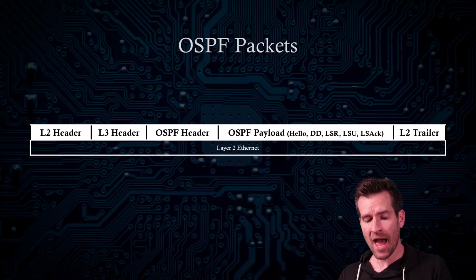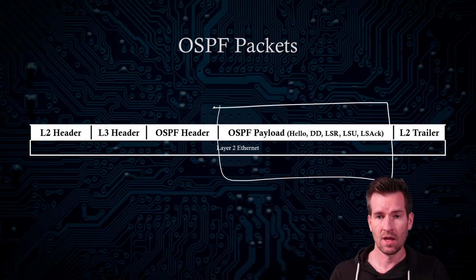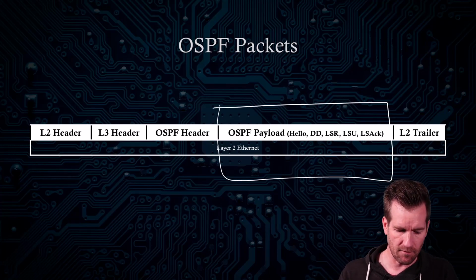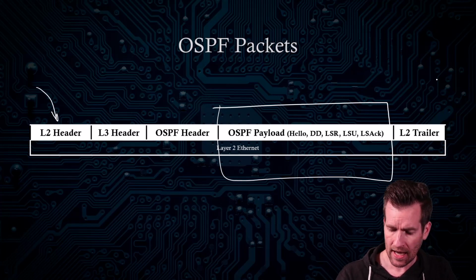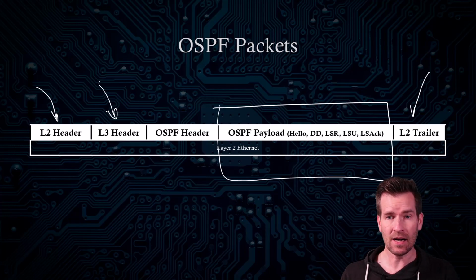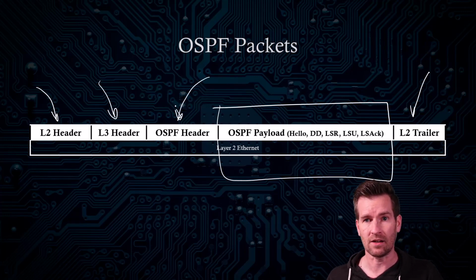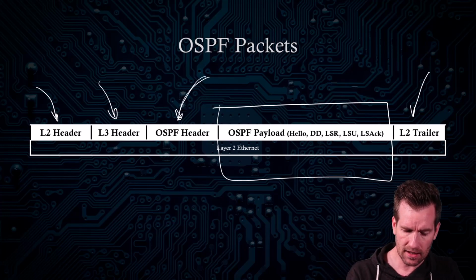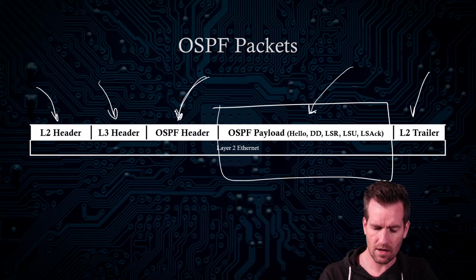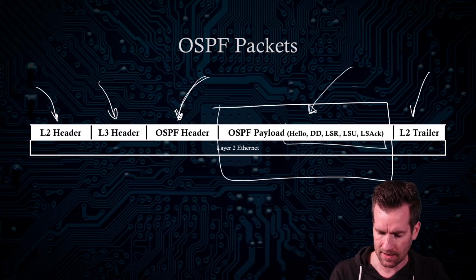When we say packet types, what we're talking about is the payload here. But we still have to remember the rest of the Ethernet frame. We've got the layer 2 header and layer 2 trailer on it. We've got the IP header, and we actually will be taking a look at the OSPF header here. So let's start out by taking a look at the OSPF header, and then we're going to get into what is going to be found in the OSPF payload, and that is the different packet types here.